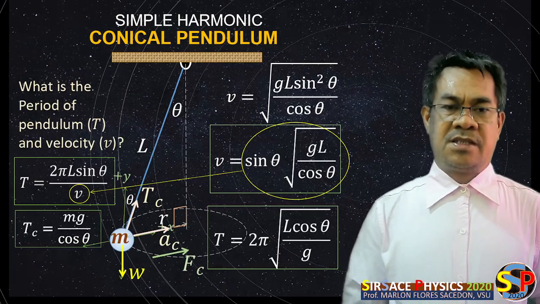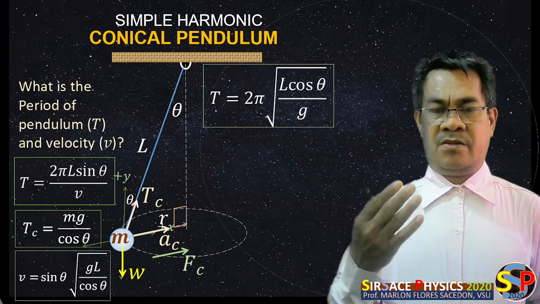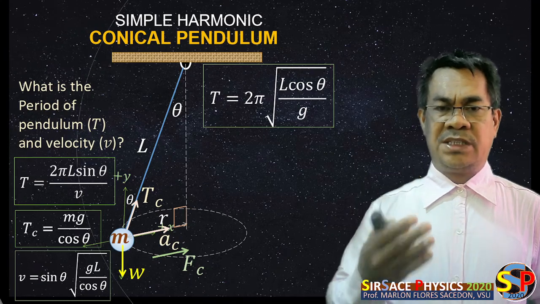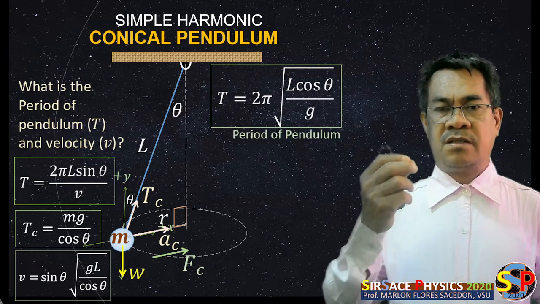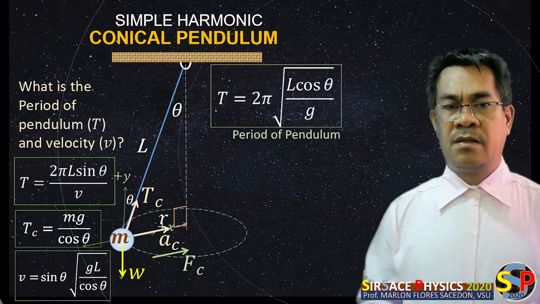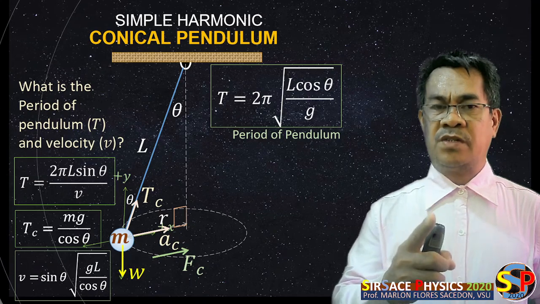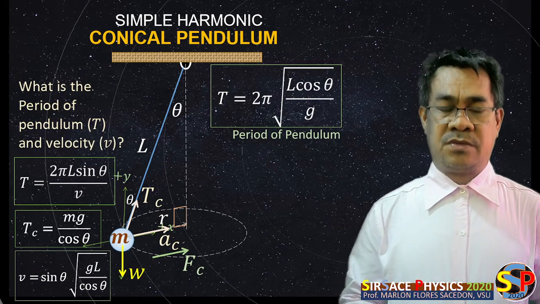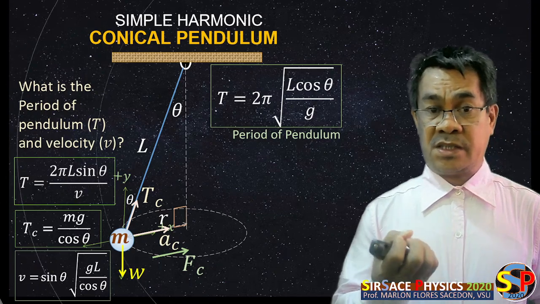Okay, so let us continue again. So again, for now, we can now solve. This is now the period of the pendulum. So meaning, the period of the pendulum can be calculated only if we have the amplitude angle and the length of the pendulum. So T equals 2 pi square root of L cosine theta over the Earth's gravitational acceleration.